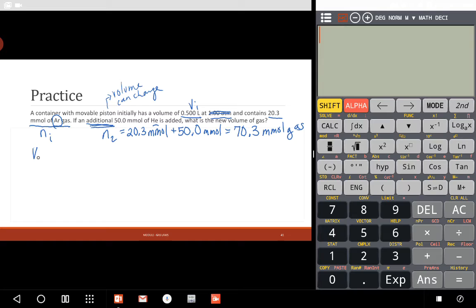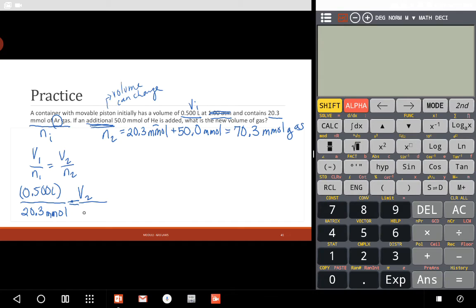So we have our V1 over N1 is equal to V2 over N2. And so my initial volume is 0.500 liters, and my initial moles is 20.3 millimoles. That's what the mmol is. Just like any other unit, you can put a milli prefix on moles. And then we're solving for V2.